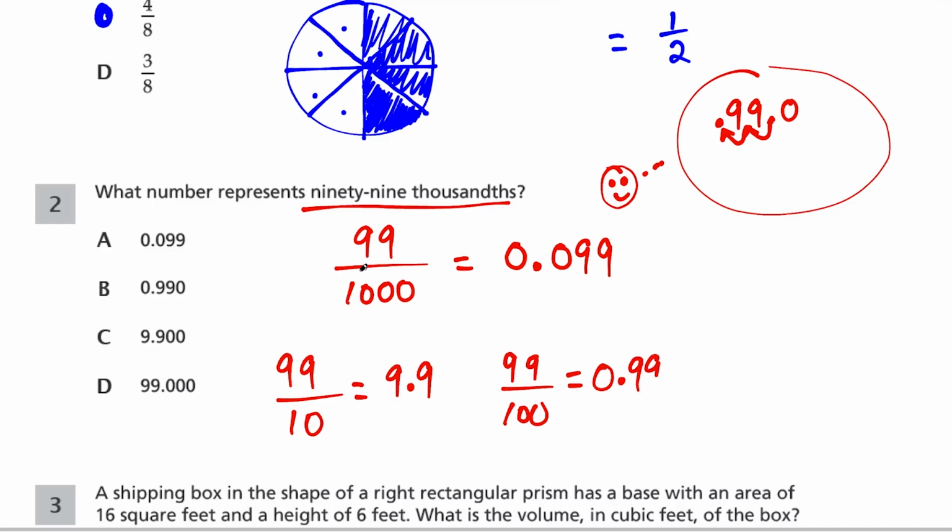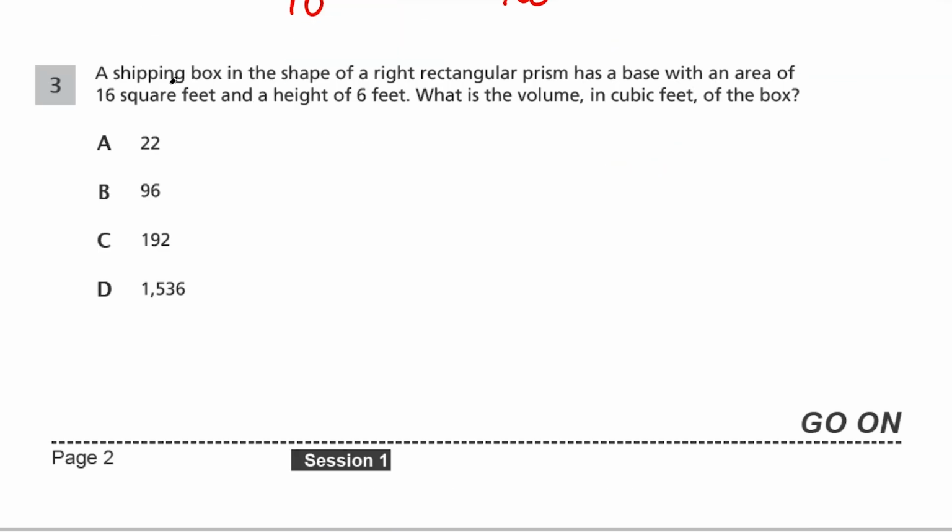So 99 over 100 would be 0.99 like this. So doing 99 divided by 1,000, I would just put a placeholder here, another 0. I would move the decimal once more. So I would move it 1, 2, 3 times, and that would give us 0.099 like this. So scanning through the answer choices, we can see that our answer matches up with choice A.